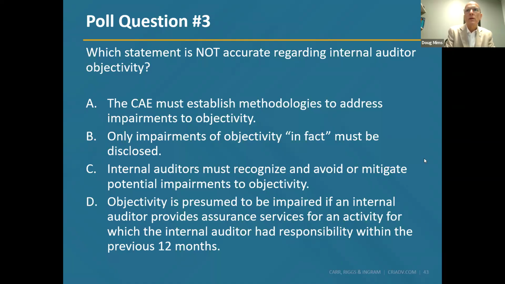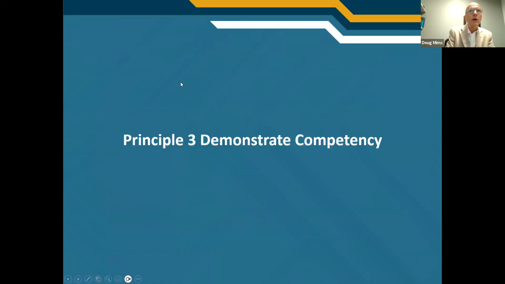In the poll, 97% responded, and the correct answer is B, because impairments of objectivity in fact and appearance must be disclosed, not only impairments of objectivity in fact. So that was poll question number 3, and I've lost my cursor. There we go. All right.